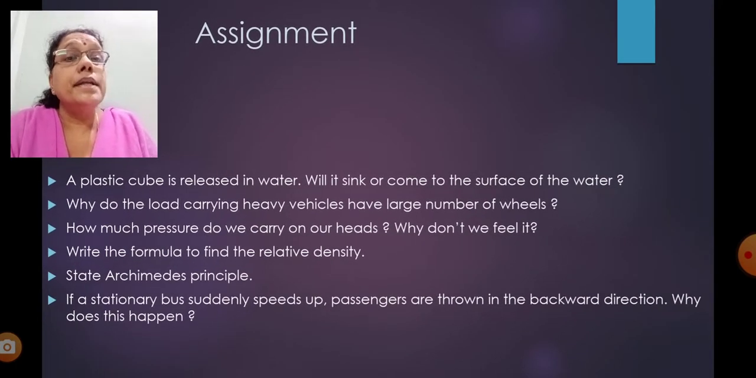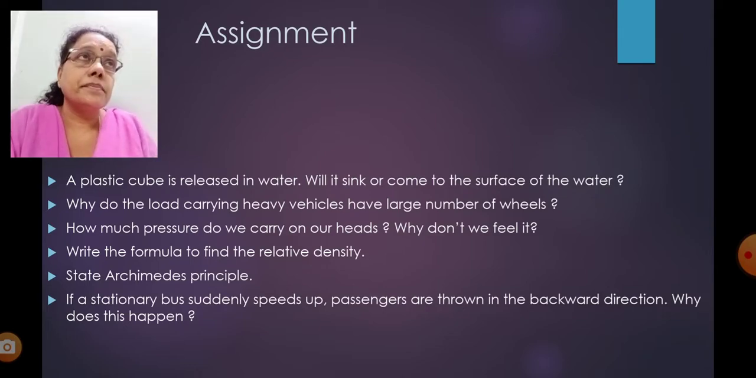Next is the assignment. A plastic cube is released in water. Will it sink or come to the surface of the water? It is given in the video, that section, why it is not sinking. Because plastic is lighter compared to an iron or metal cube. Plastic cubes are of less weight. Due to that, it will float on the surface of water, depending upon the weight.